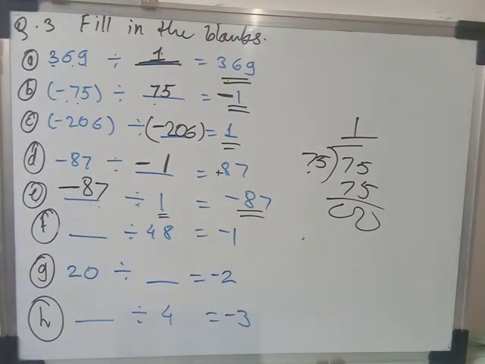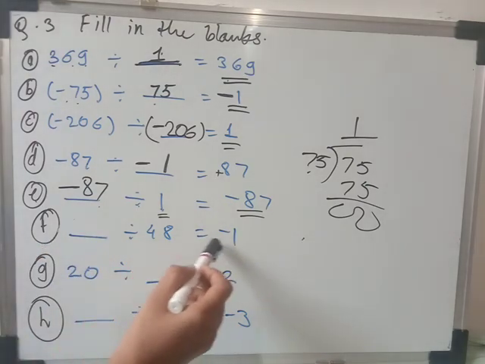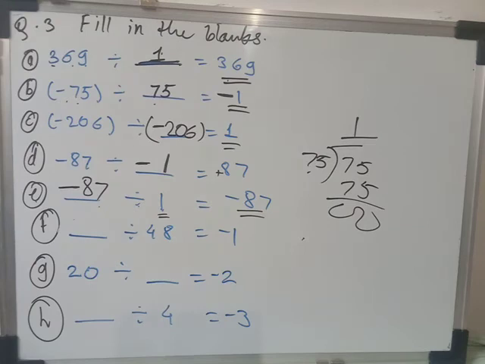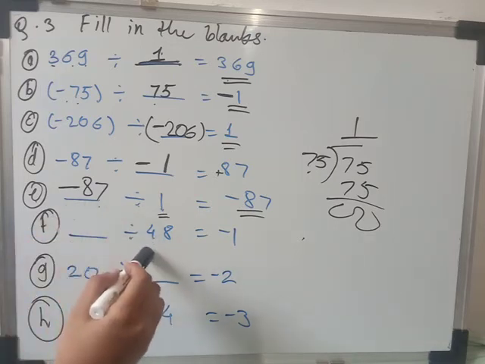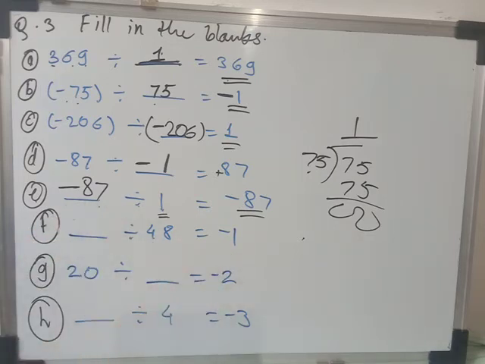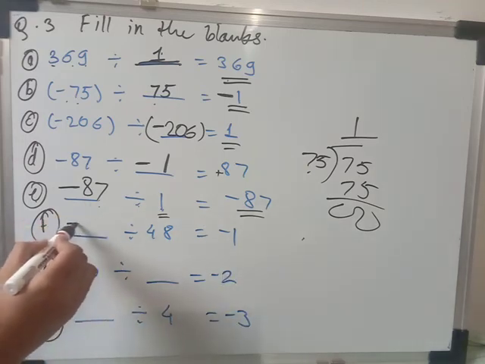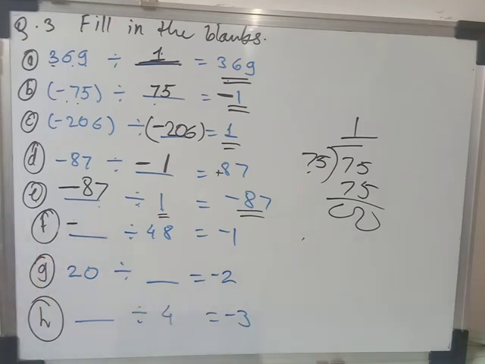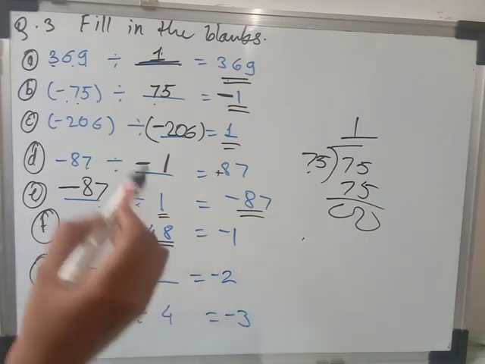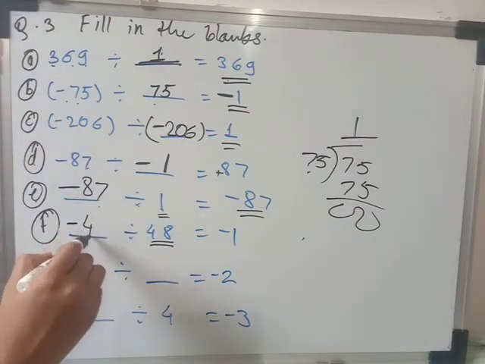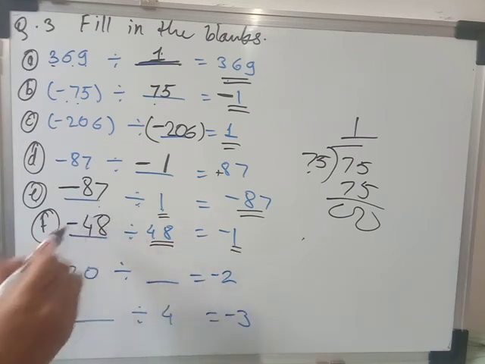Here again F is there, where we have the answer minus 1. Our quotient is minus 1 and the second integer is 48. Which integer should I divide by 48 to get minus 1? The second integer is positive but the quotient is negative, which means whatever integer comes here is a negative integer. So minus 48 divided by 48 gives minus 1.